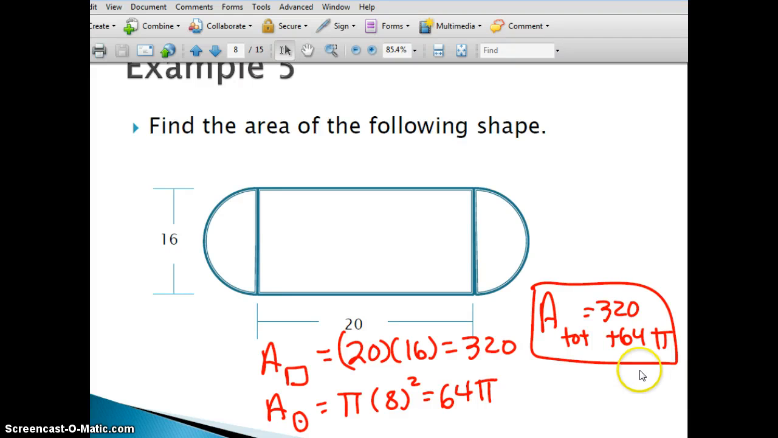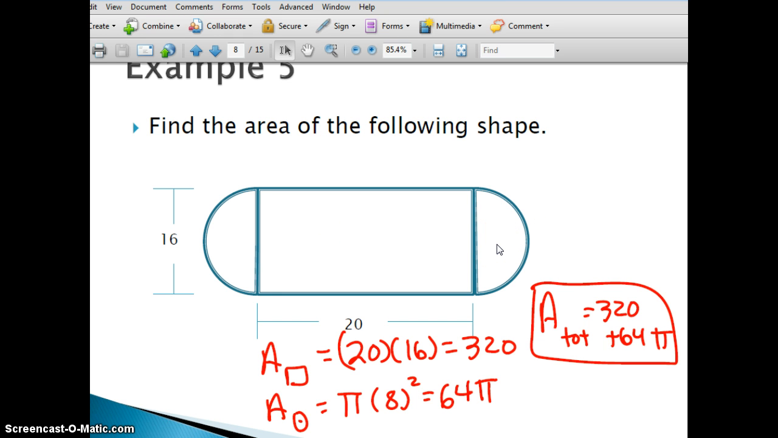So if I look at the dimensions here, I've got a dimension here of 16. That's also going to be the height of my rectangle, and my length is 20. So the area of the rectangular portion is 20 by 16, which is 320. If I wanted to, and I'm trying to do that because it says find the area of the following shape, I can add the area of the rectangle plus these two together, the semicircles, and it's going to tell me the area of the entire thing.